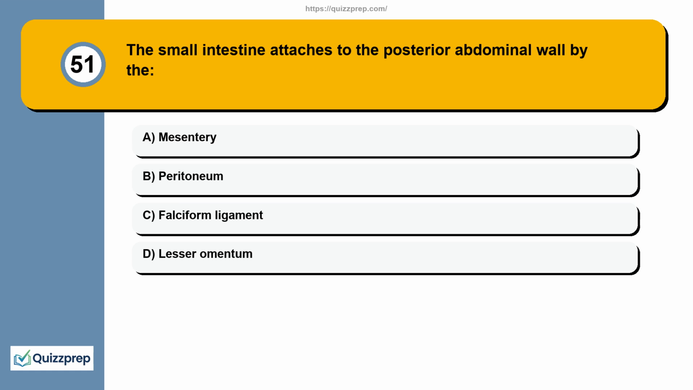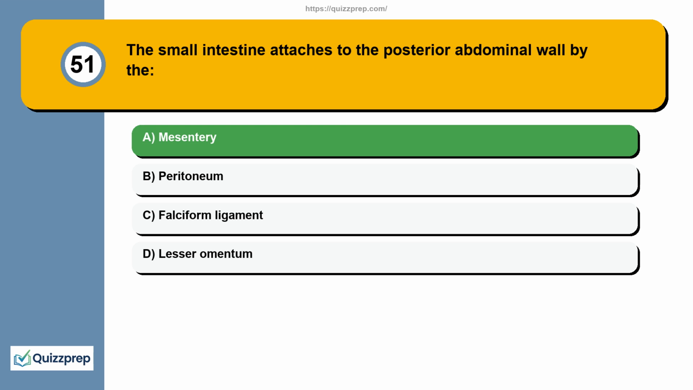Question 51. The small intestine attaches to the posterior abdominal wall by the option A, mesentery. Option B, peritoneum. Option C, falciform ligament. Option D, lesser omentum. The correct answer is option A, mesentery.